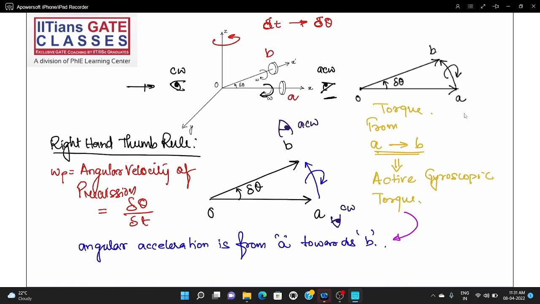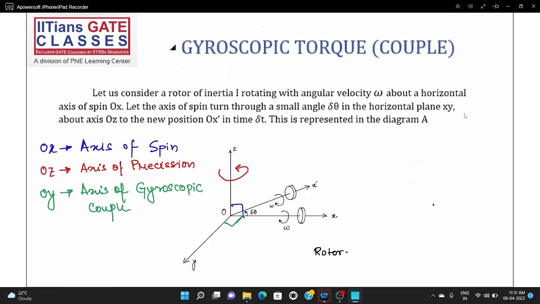So this is the basic funda we first need to understand. This was the axis of spin. To change its direction, some amount of angular acceleration is required. The angular acceleration is from A towards B. About which axis is this angular acceleration happening? About the axis of precession, right? Let me say a speed of omega p.